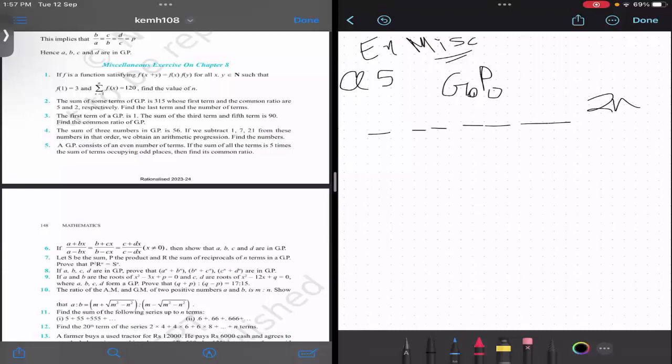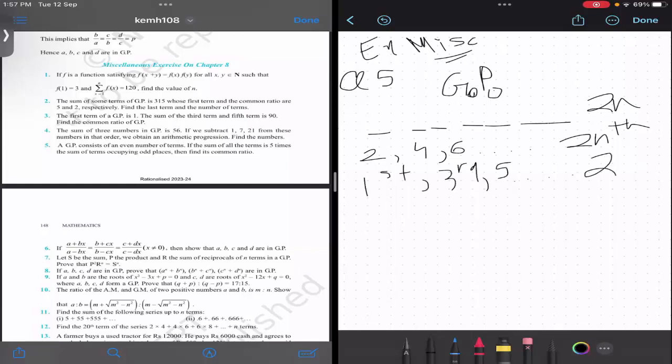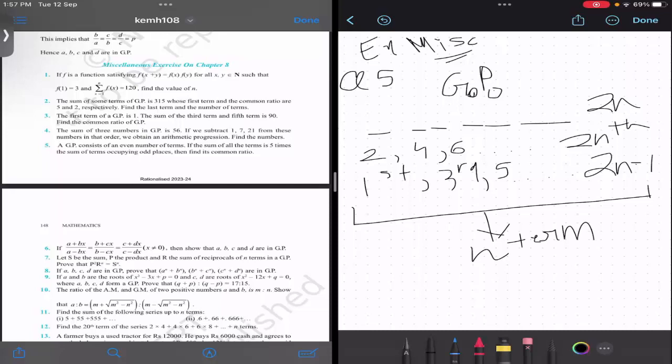So the terms in the even places would then be second, fourth, sixth, and so on and so forth up until the 2nth term, right? Similarly, the terms in the odd places would be first, third, fifth, up until 2n minus 1. These are going to be the terms of this GP in respective even and odd places, and both of them are going to constitute n terms. Why is this important? Because as we have been told that this GP contains even number of terms, the number of terms at odd places is going to be equal to the number of terms at even places, and those are going to be n terms, right?